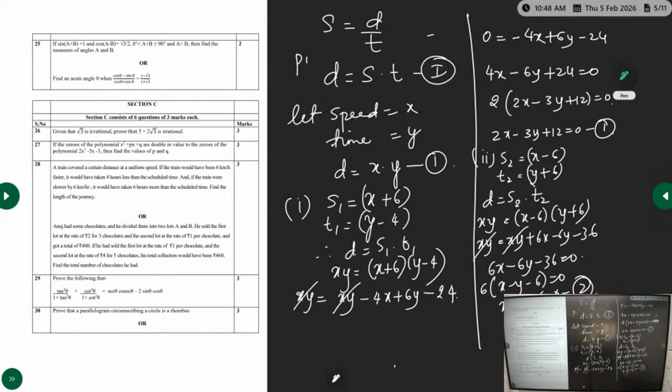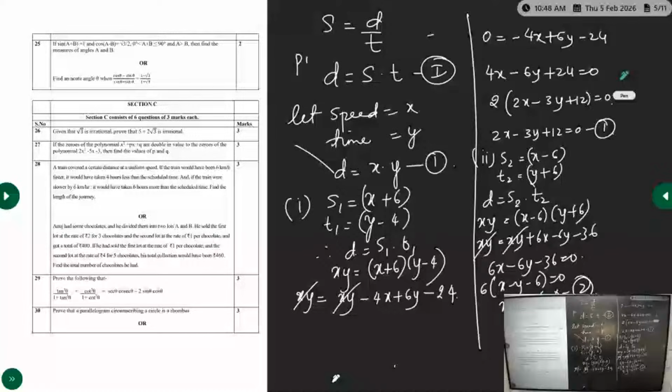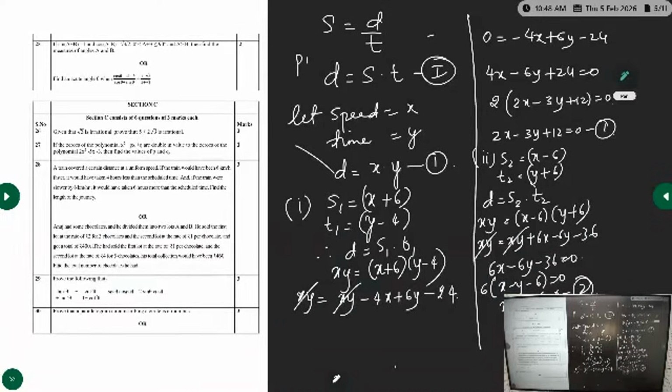Now is this the final answer or do I have to do anything? Still, if you keep this as the final answer, you will lose half a mark here. 24 into 30 is the total distance, in kilometers. Units and conclusions are very important. If you keep it directly, you will lose minimum half or 1 mark. So please be careful with the SI units as well as the conclusions.